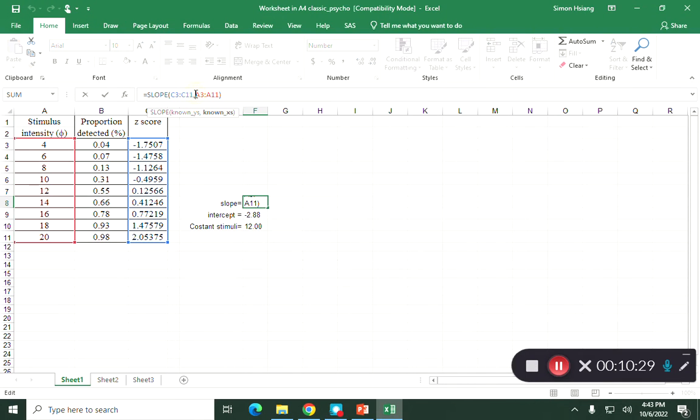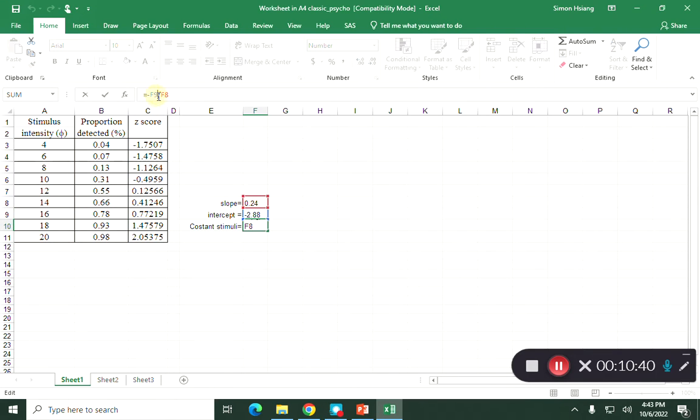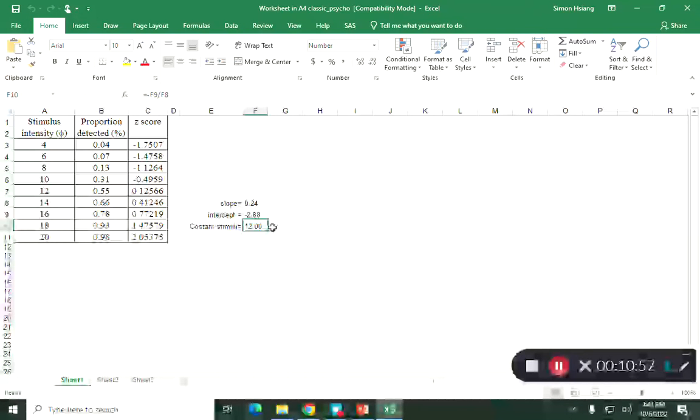Okay, slope is based on z-score. Intercept is based on z-score. Okay? And your constant stimuli, your 50% point, is equal to your intercept divided by your slope. That's where you cross the 50% line, and you call that your constant stimuli. Okay, that's your 50% line. So roughly you can see it here, right?